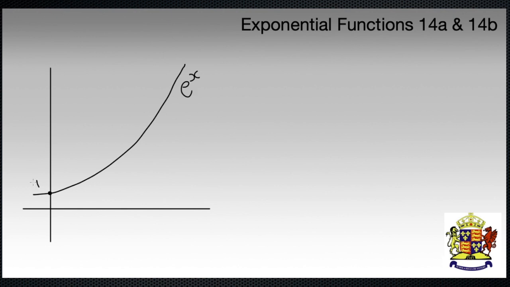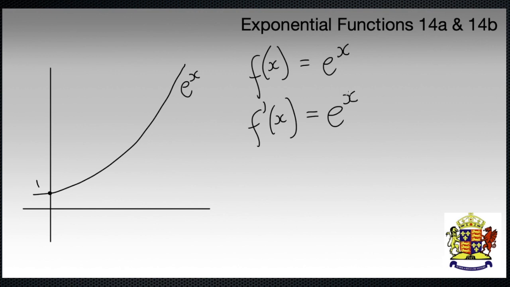Now, why is it so special? Well, the reason it's so special is that if I have f of x equals e to the x and I differentiate it, I get e to the x. So what this means is the gradient function of this graph is the same as the graph itself. That's pretty big. So when you differentiate it, this is the gradient function, and it's the same. Okay, it stays the same.